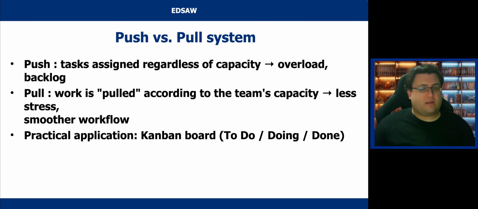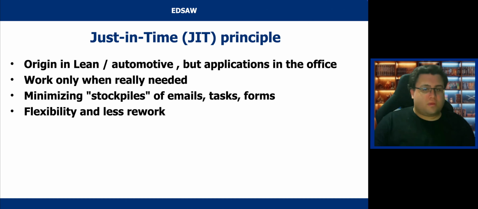Tasks are moved from column to column, and each team has a clear overview of what is currently being done. The benefits of the pull system are clear: less stress, less risk of errors, and higher quality of work, because employees focus on fewer tasks but with great attention. The push system creates overload, while the pull system brings order and fluidity. This is why modern offices are increasingly switching to the pull principle.